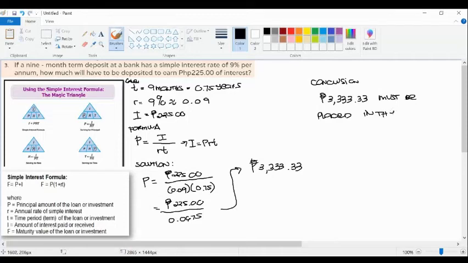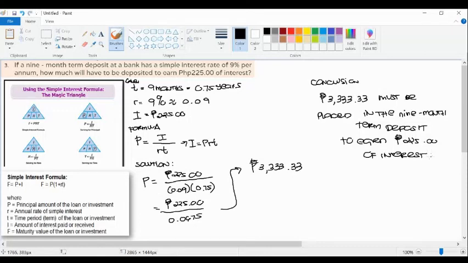in the 9-month term deposit to earn 225 pesos of interest. Now, let's proceed to question number 4.